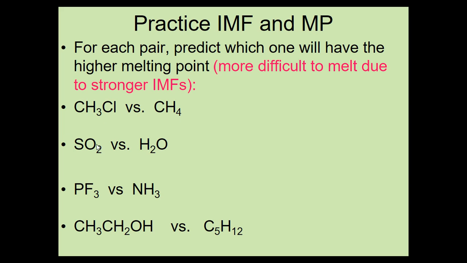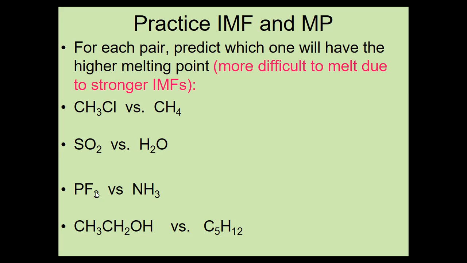For this one, SO2 versus H2O, you'll see that SO2 is a bent molecule and it has a lone pair on the central atom, S. That means that it is polar. If you draw the correct Lewis structure, you'll see it's got a lone pair and it's polar. This, however, has hydrogen bonding because the oxygen is connected to the hydrogens. So we have hydrogen bonding, that's a stronger force, so this one, H2O, will have a higher melting point.